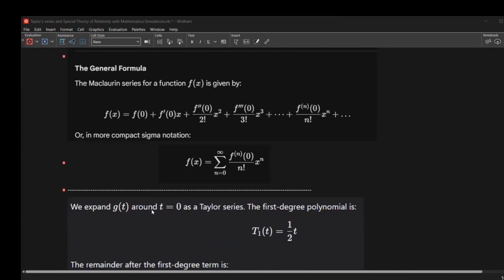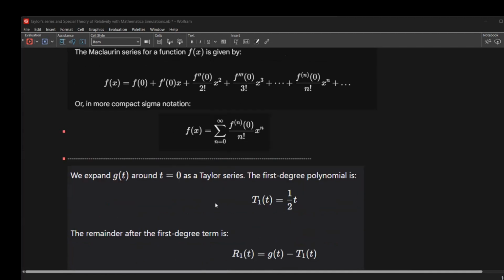So we expand g of t around t equal to 0 here. So this is already the Maclaurin series, t equal to 0. This is also a subset of the Taylor series. When the center here becomes 0, the Taylor series becomes the Maclaurin series.